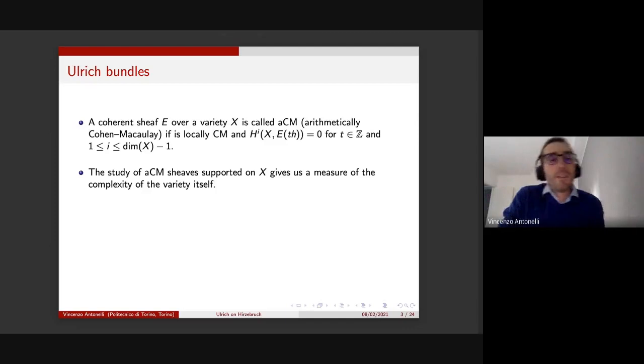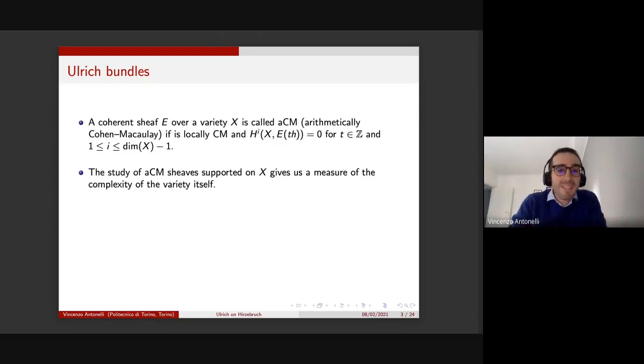And why are we interested in ACM sheaves? Well, in some sense, the families of ACM sheaves supported on a variety give us a measure of the complexity of the variety. And one can think of the famous Ulrich's theorem over the projective space, which basically tells you that the ACM vector bundles on the projective space of dimension greater or equal than 2 are the vector bundles which are direct sums of line bundles.